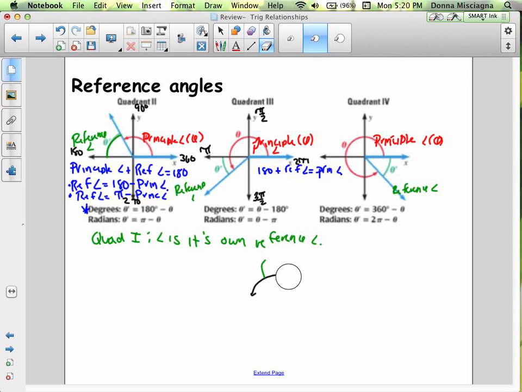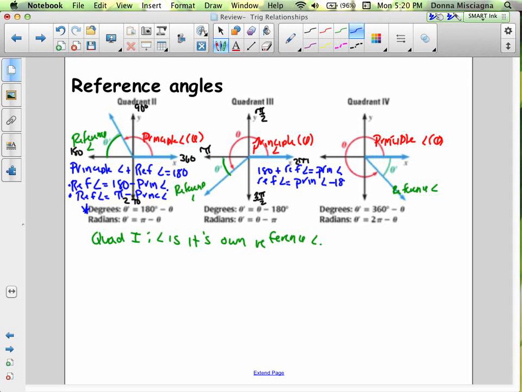For the reference angle, we go from the terminal side back up to the negative x-axis, because that's the shortest way. That gives us an angle between 0 and 90, or between 0 and pi halves, that we can use to evaluate the principal angle. Since 180 plus the reference angle equals the principal angle, the reference angle equals the principal angle minus 180.